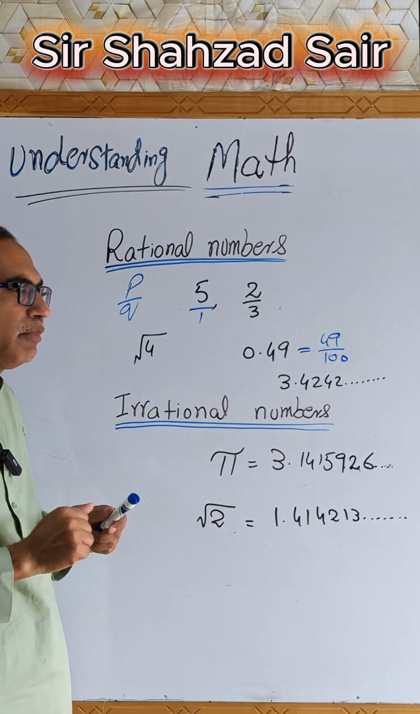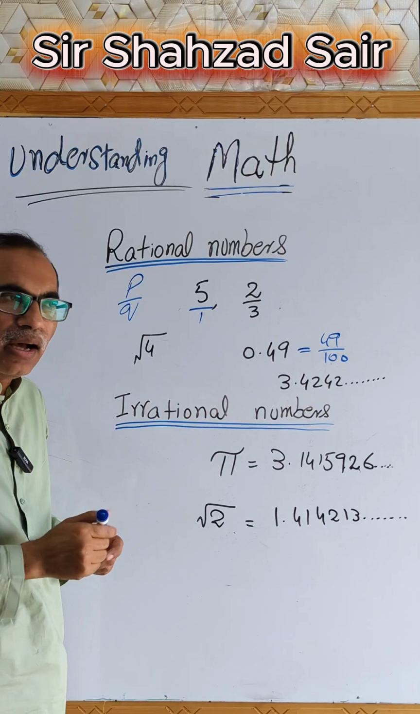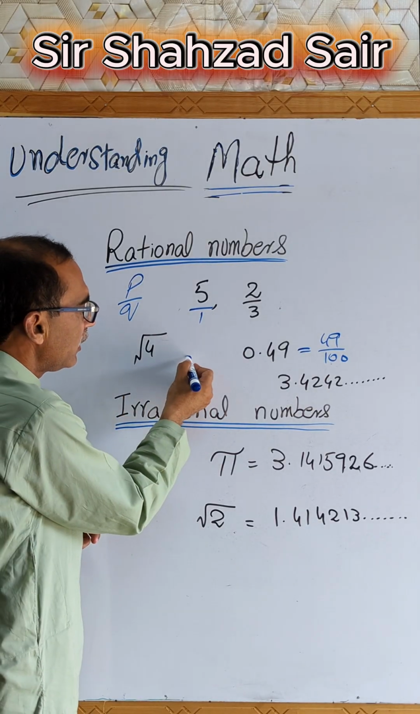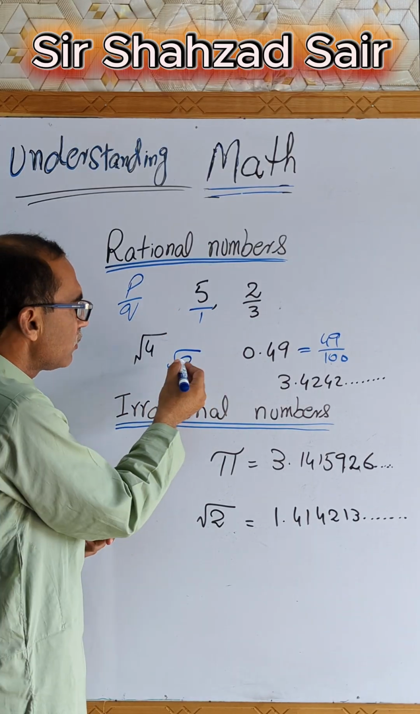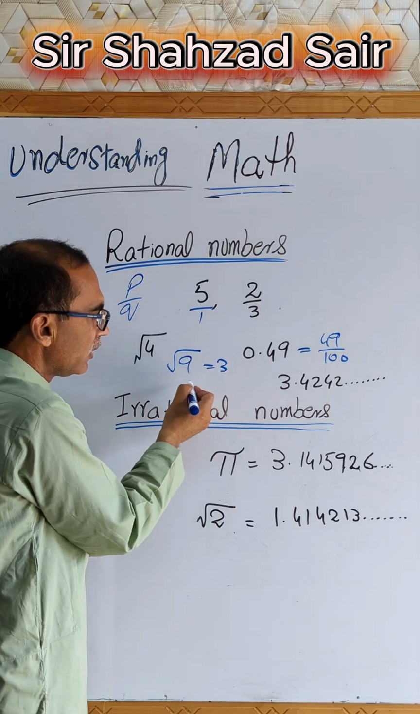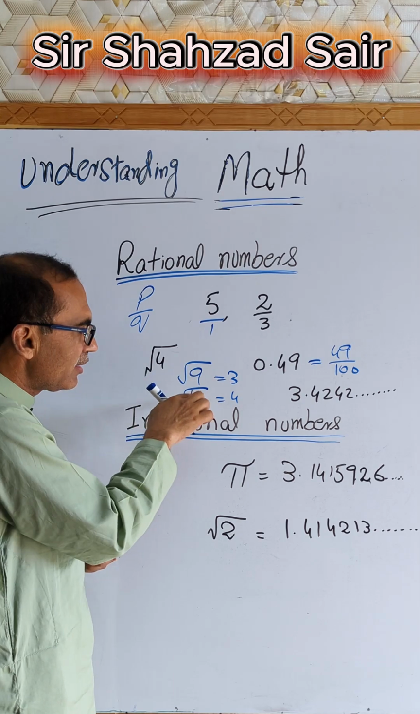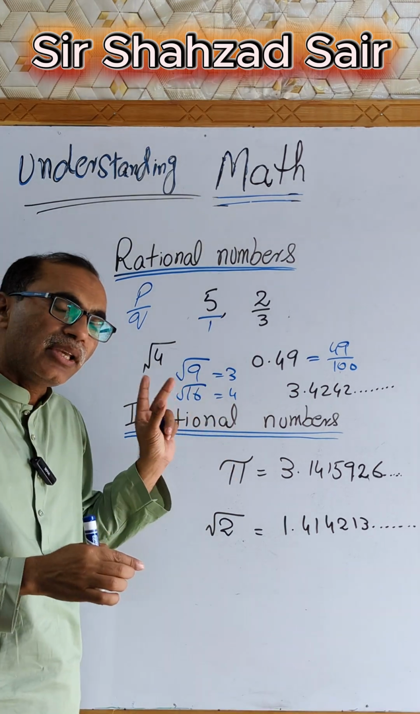There is another example of rational numbers, which is the square root of 4. All those numbers which are the square of something, for example, the square root of 9, it is also a rational number because when we solve it, it becomes 3. The same way the square root of 16 is equal to 4. So all these square roots are rational numbers because they are the square of something.